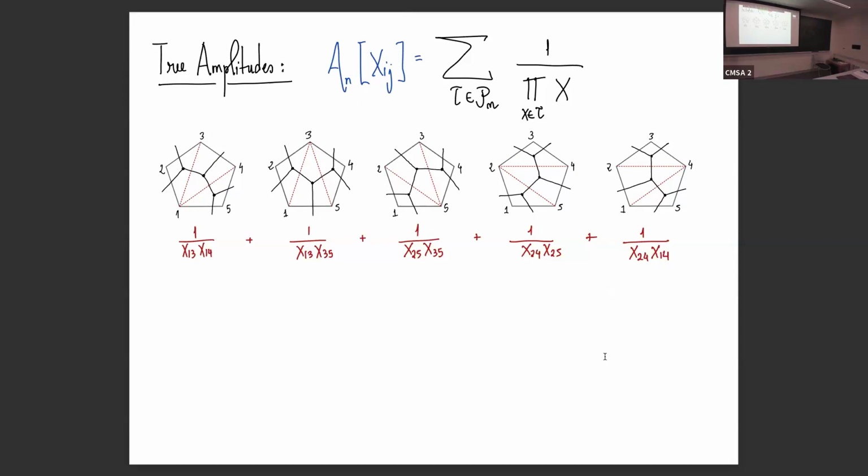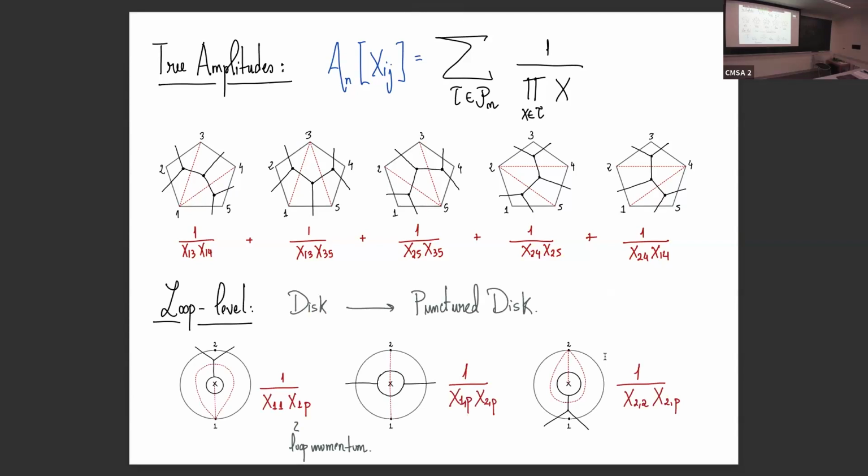So then we can summarize that at tree level, amplitudes in this theory can just be given by summing over all the triangulations of n-gons. And for each triangulation, we get a factor that is 1 over the product of the chords appearing in the triangulation. So here I have an example at 5 points. There are 5 different ways of triangulating the pentagon. Each of them gives me precisely one of the possible 5 planar diagrams, and I get these 5 different factors.